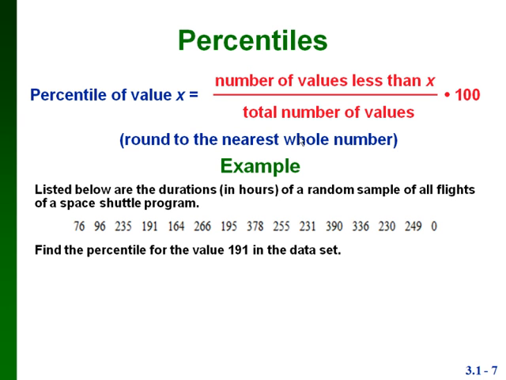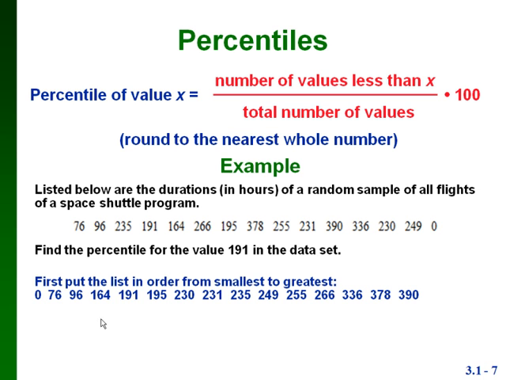So here's an example of calculating that. Here we've got a list of 15 values that are a random sample of all flights of a space shuttle program and the duration in hours of those flights. So if we want to find the percentile for the value 191 in this data set, which is right here, then the first thing we're going to need is to sort this list from smallest to greatest. So here's our sorted list, and we find where our value is that we're interested in. 191 happens to be the fifth value in this sorted list. That means that there are 4 values that are less than it.